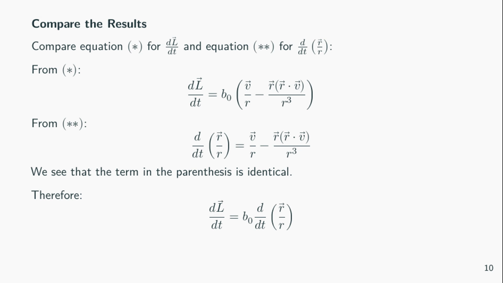Now let's compare the results from equation star and equation double star. From equation star, we found that d vector L by dt equals b0 times the quantity vector v over r minus vector r times vector r dot vector v over r cubed. From equation double star, we found that d by dt of vector r over r equals the quantity vector v over r minus vector r times vector r dot vector v over r cubed. Look closely at the terms inside the parentheses in both equations. They are identical. Therefore, we can conclude that d vector L by dt is equal to b0 times d by dt of vector r over r.